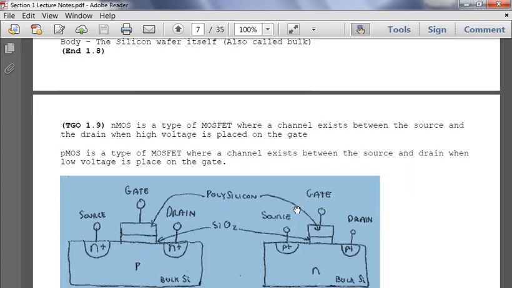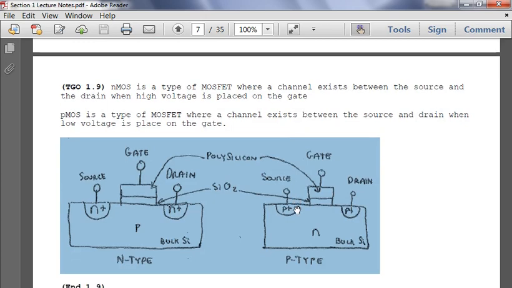Okay, so this is what a transistor actually looks like. So nMOS is a type of MOSFET where the channel exists between the source and the drain when the high voltage is placed on the gate. So what's going to happen here, and I'm going to describe this in a diagram a little later, but here's what's actually physically going on inside the transistor. So the body in an n-type transistor is a p-type, right? So what's actually happening is when you put a positive on the gate, you're going to push all your holes down. And what that's going to allow is you have the source and the drain here, which are heavily doped with electrons. So it's going to create a channel here, and your potential is going to flow from your source to your drain.